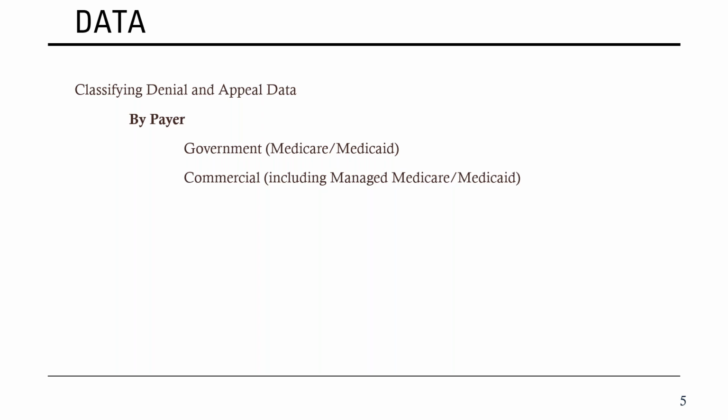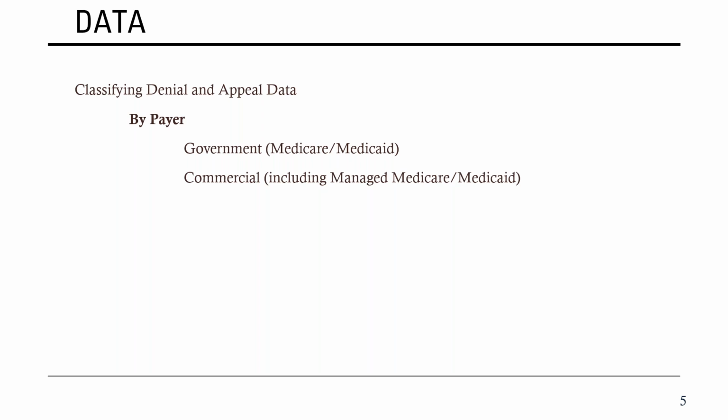So the first thing I want you to think about is classifying your data by payer. We think of government payers as being traditional Medicare, fee-for-service Medicare, and Medicaid. And then commercial payers are pretty much everything else, all the other payers out there outside of traditional Medicare and traditional Medicaid. So our commercial payers would include managed Medicare and managed Medicaid payers as well, because those are actually managed by commercial payers.